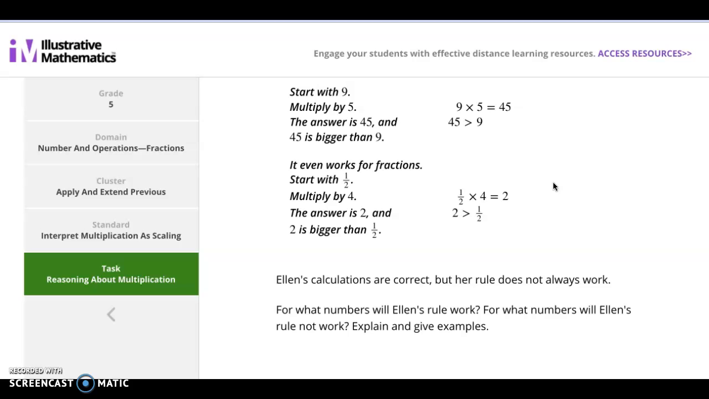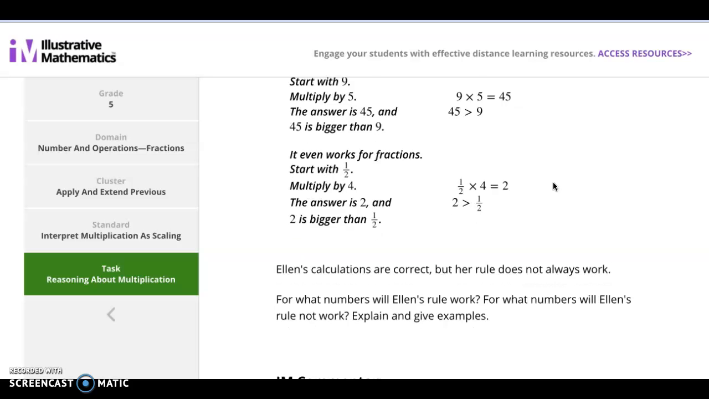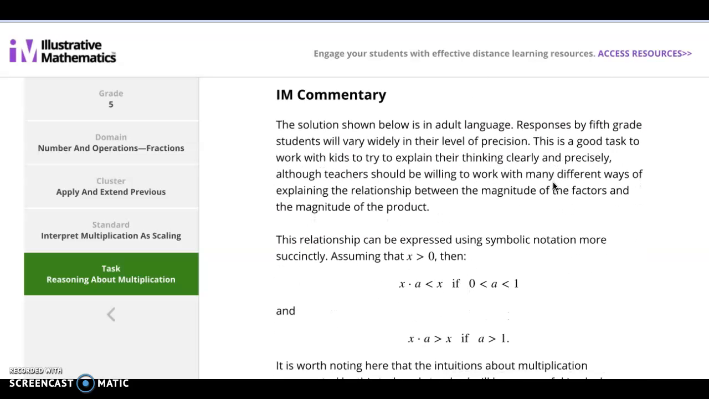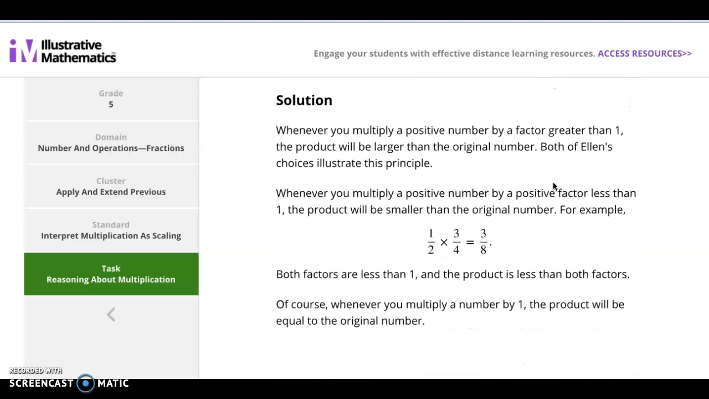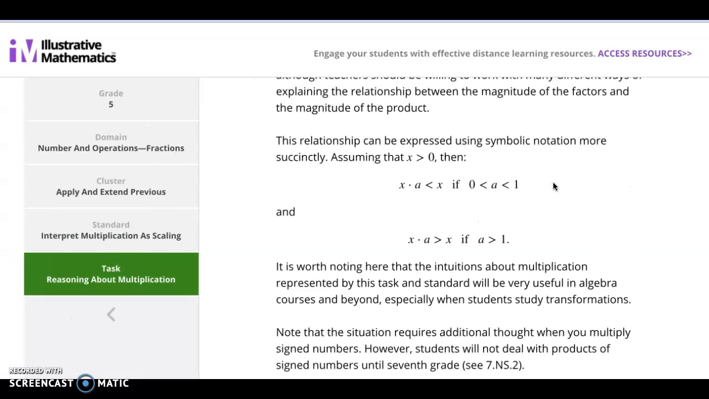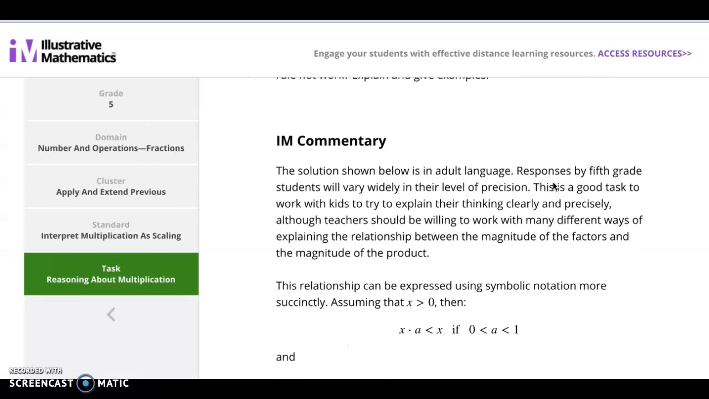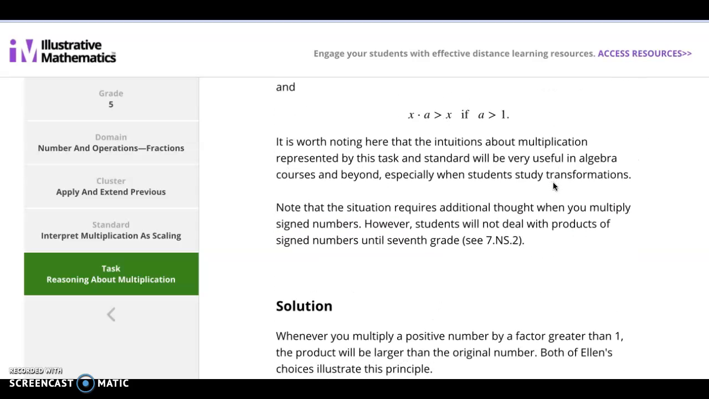Ellen's calculations are correct, but her rule does not always work. For what numbers will Ellen's rule work? And for what numbers will Ellen's rule not work? Okay? And this website walks you through those answers, right? So thinking about the commentary of it all, as well as the solution. This is a website that may even help you gather the language to support your children.